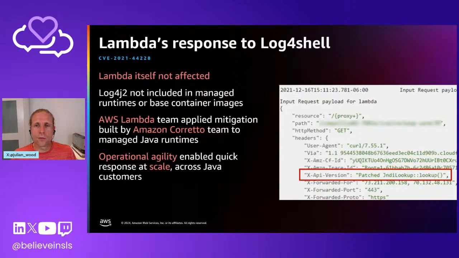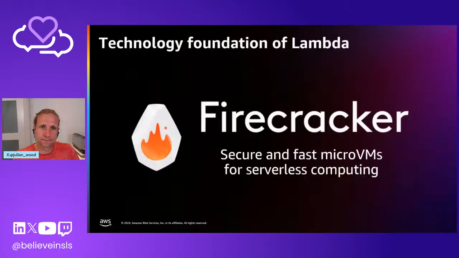And then we also worked with the Java Corretto team, which Corretto is our Java implementation for AWS. And we built a mitigation so that even if you had Log4j as part of your function code, at the service, we could just block the functionality and log that it had happened. And so Lambda protected you from a really serious vulnerability without you needing to do anything.